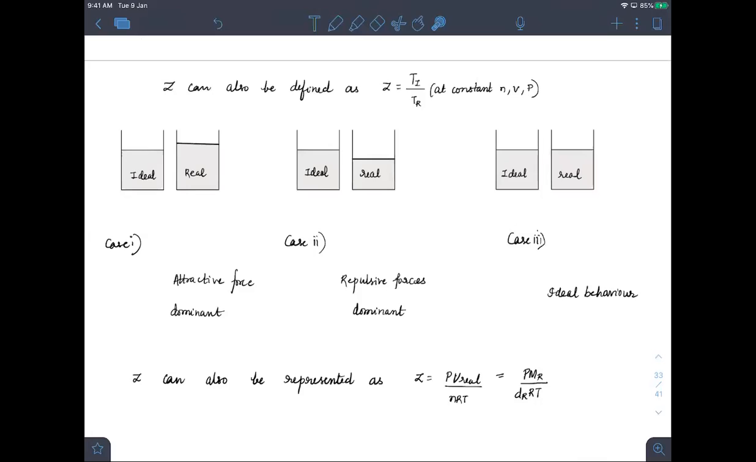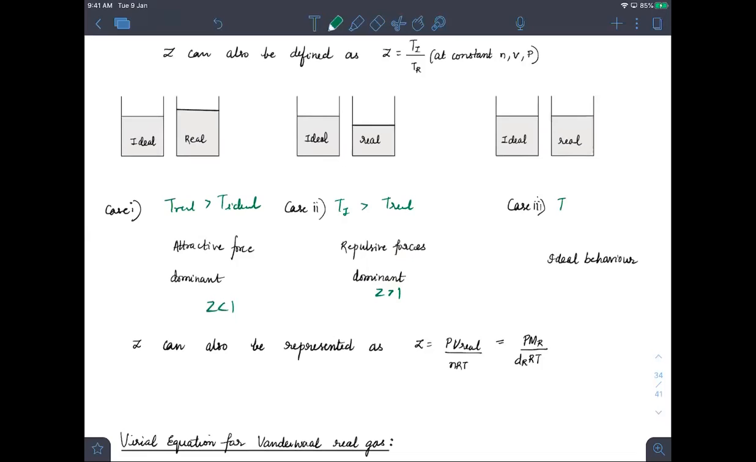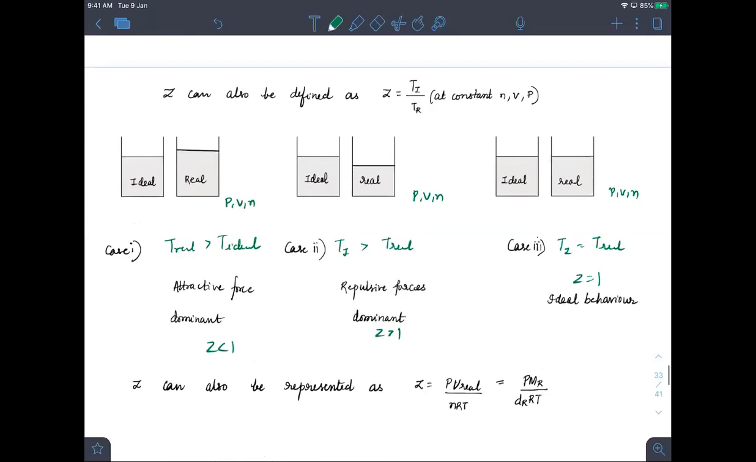Similarly, I can define Z in terms of T ideal by T real. Here, if you check, this is a temperature unit, not a volume unit. Please understand that. Now here, if in case T real is greater than T ideal, this value is greater than that, so Z is less than 1. Therefore, attractive forces are dominant. In case T ideal is greater than T real, then repulsive forces are more dominant, and therefore Z would be greater than 1. And if both the temperatures are the same, where pressure, volume and number of moles are constant, then T ideal is equal to T real. Then Z would be equal to 1, and that is the ideal gas behavior.